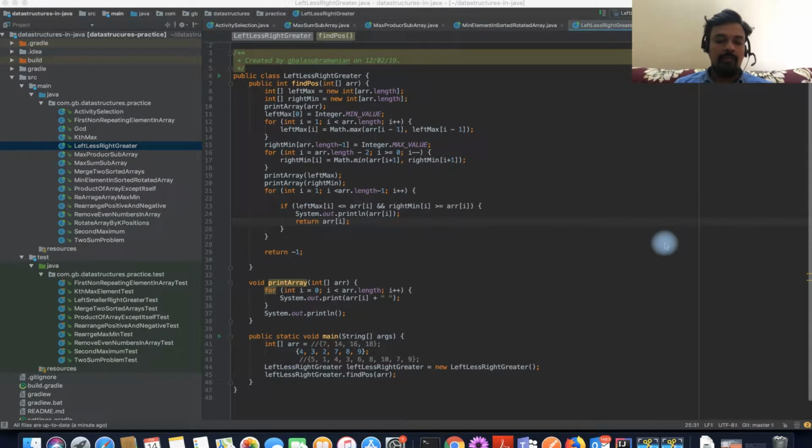Hello guys, today we are going to see a problem where we will be given an array. We need to find an element in the array such that the elements towards its left are smaller and the elements towards its right are greater.